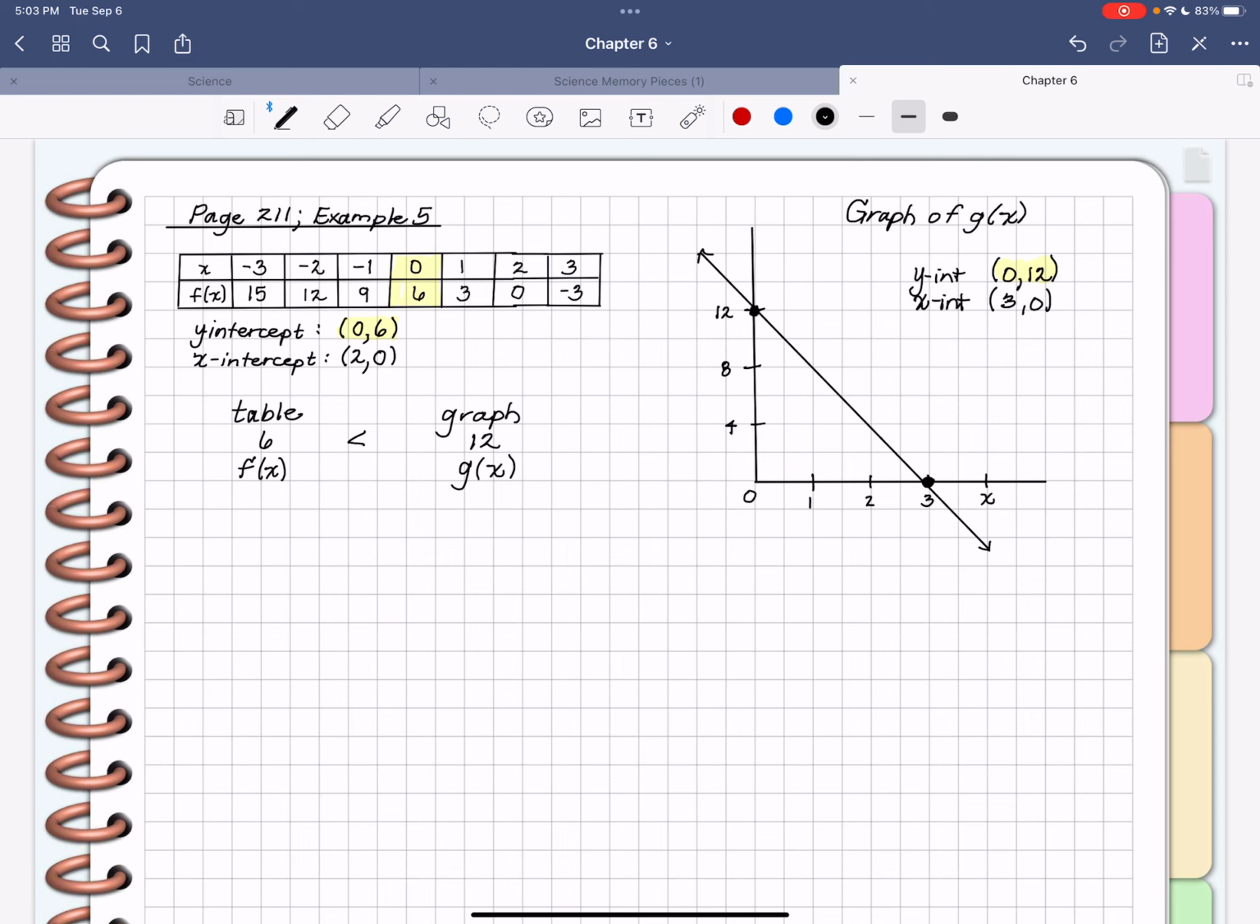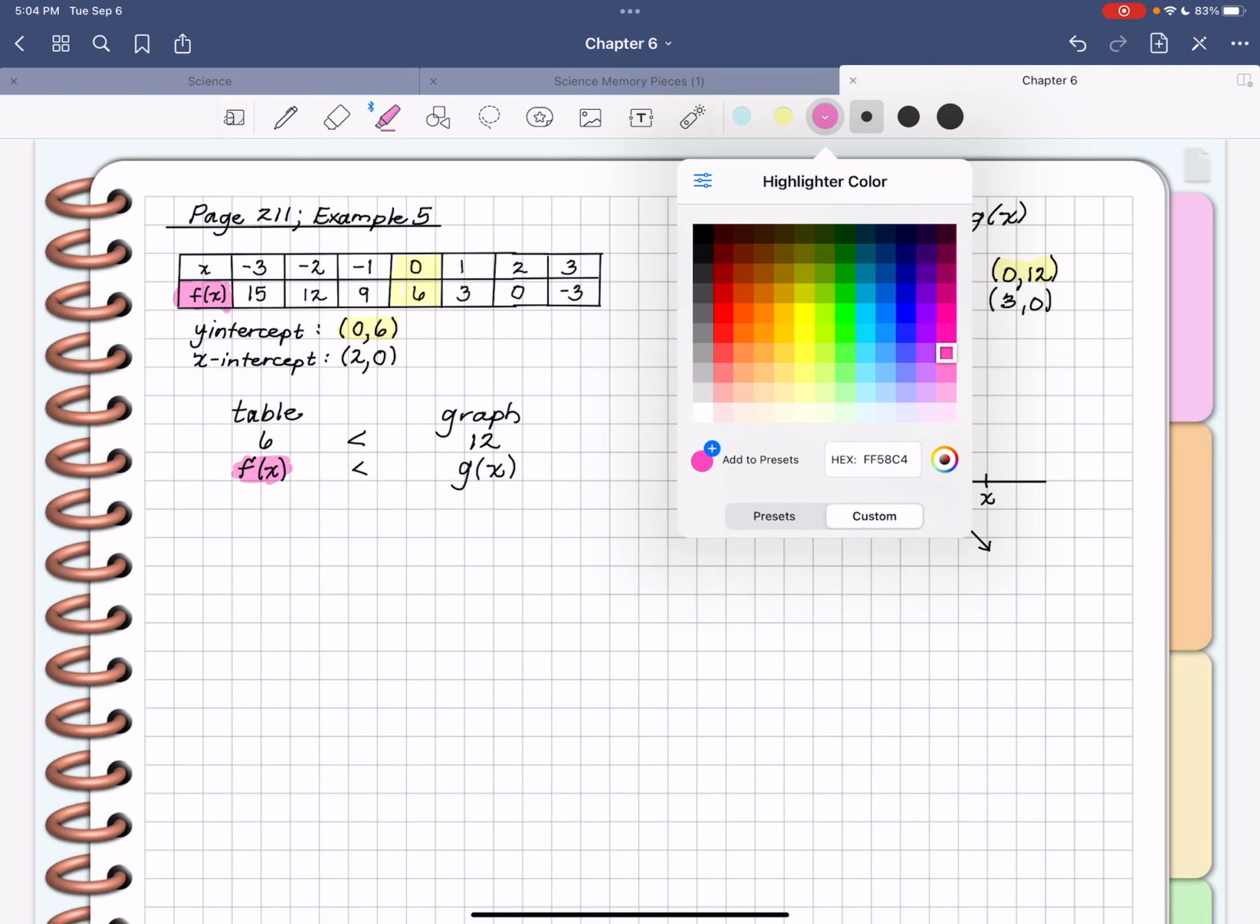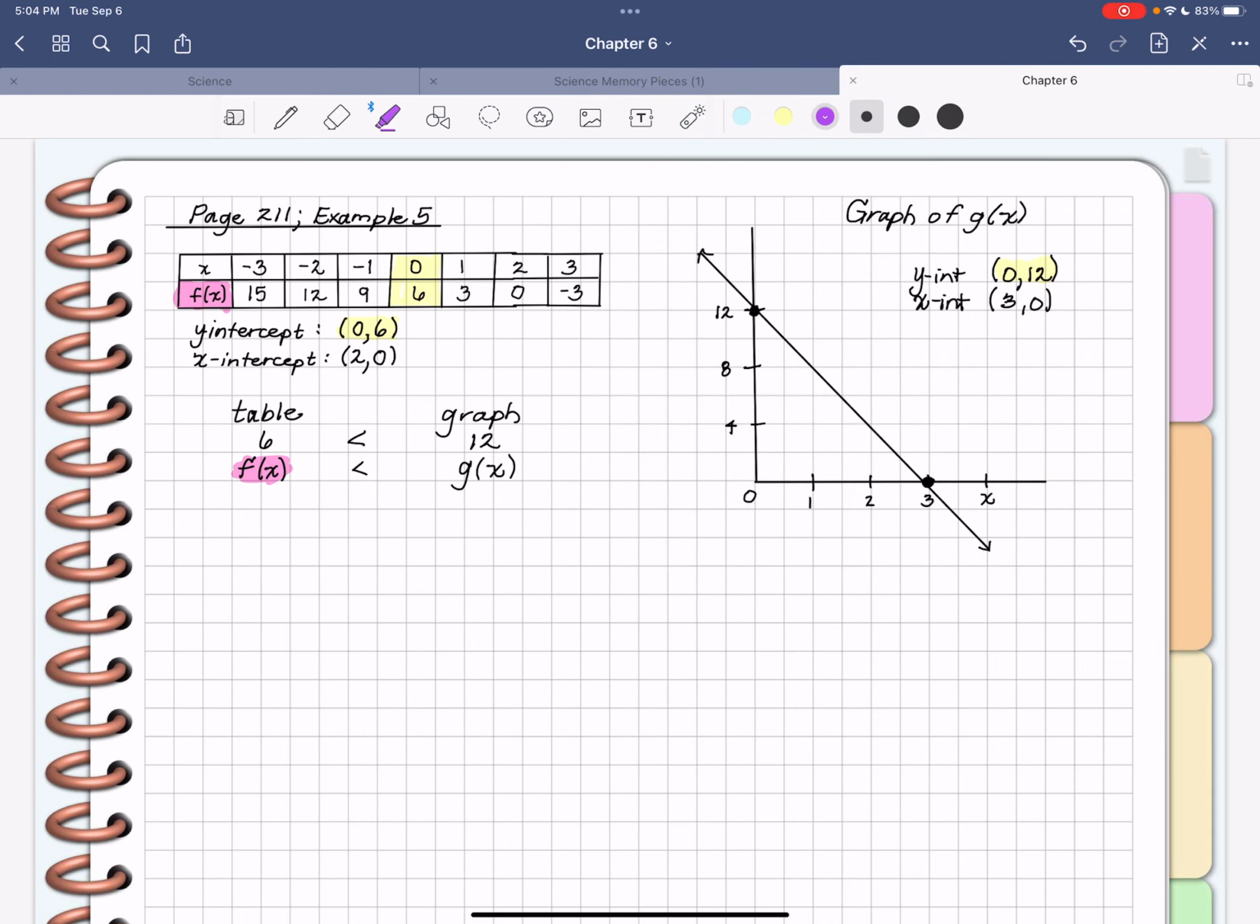I've seen that be your answer choice, where you have to pick the right answer. So the fruit punch function, which is right there, that's f of x, is less than the grape function with respect to the y-intercept. Okay. All right, that's the end of that one.